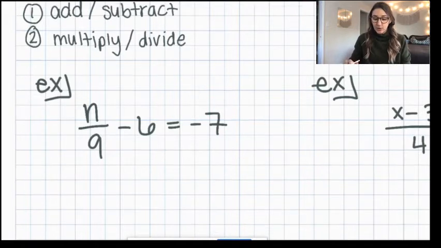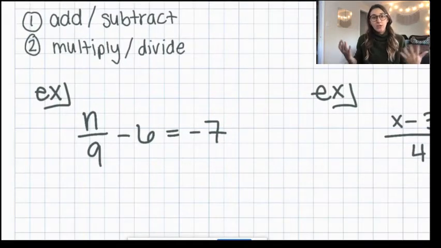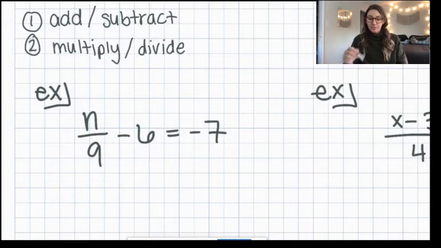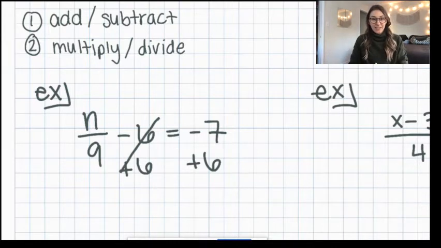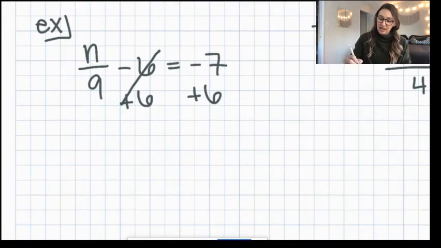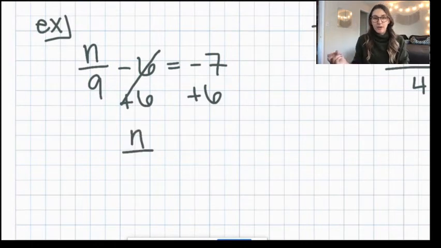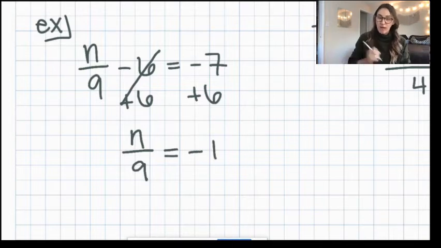So looking at this equation, if I would like to undo some of the things that are on the same side as the variable, I would want to start by adding 6 to both sides. That would undo the minus 6 to start to isolate the variable. We cancel out the 6's and bring down whatever is left over. That would be the n divided by 9. And then -7 plus 6 is -1.